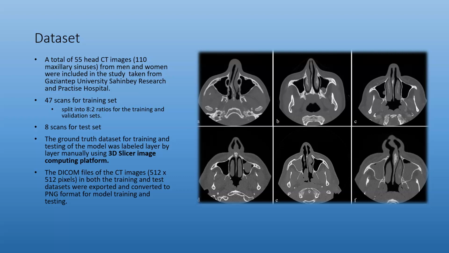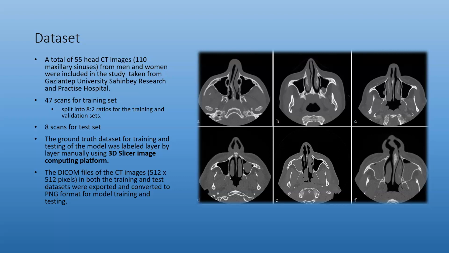For example, in figure A, we have completely clear sinuses. In figures B and C, we have partially opacified sinuses. And at the bottom row, we have examples of completely and almost completely opacified sinuses.